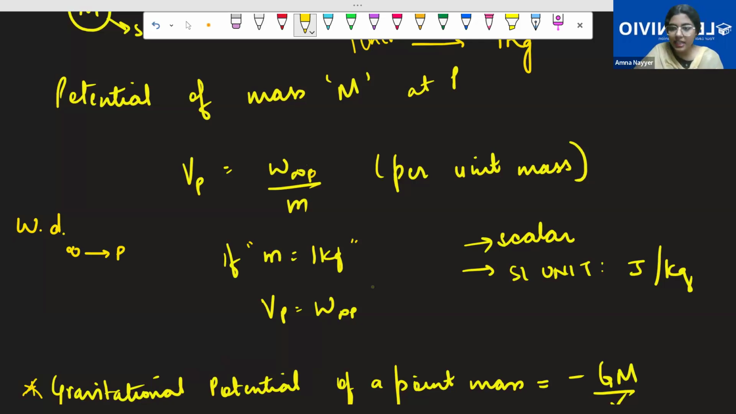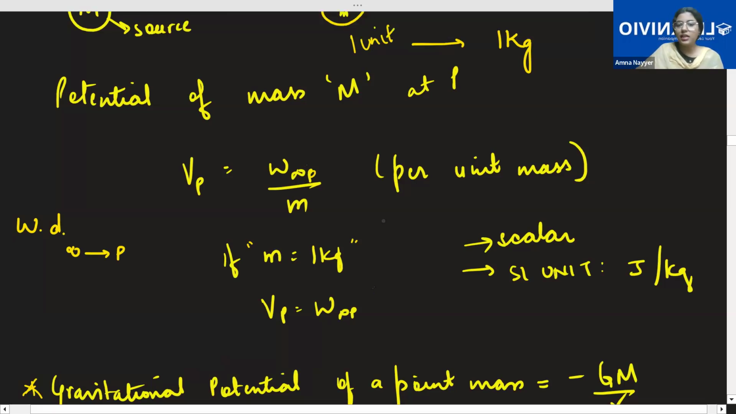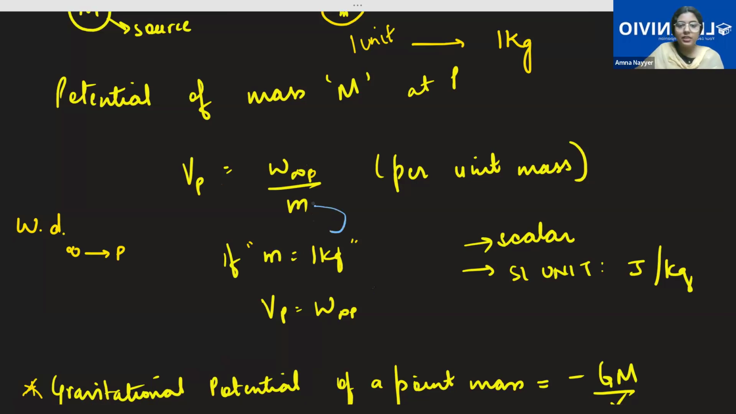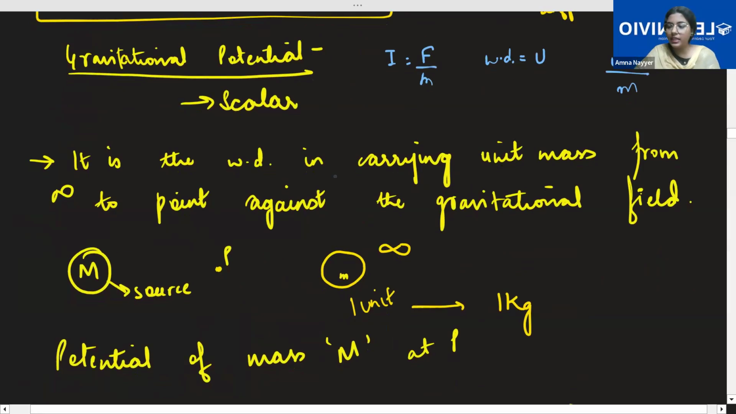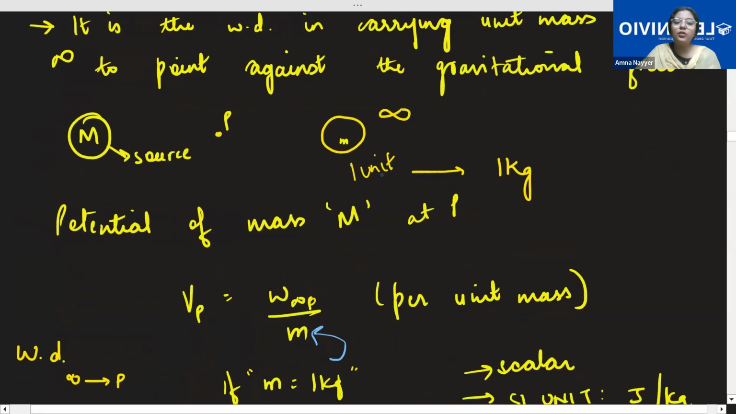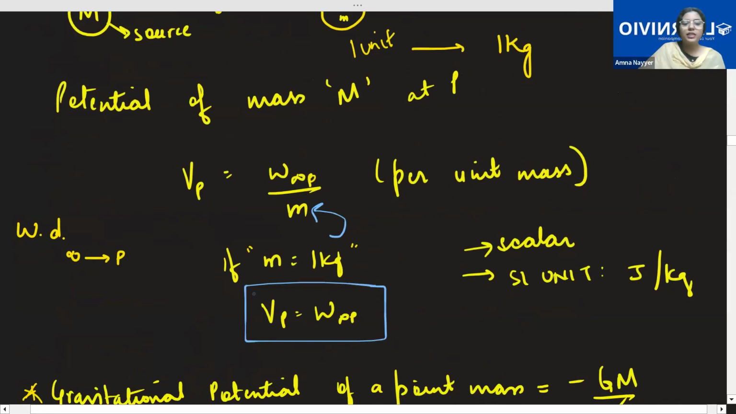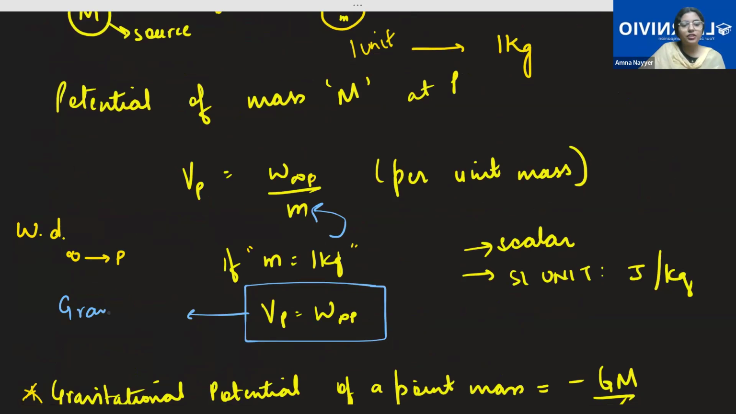Now, how can you define gravitational potential? When I'm writing, the potential is equal to work done per unit mass. And as soon as I make the mass M equal to 1 kg, potential becomes equal to the work done. So what can you define potential as? Potential is the work done in carrying a unit mass from infinity to a point. So this is the formula for the gravitational potential.